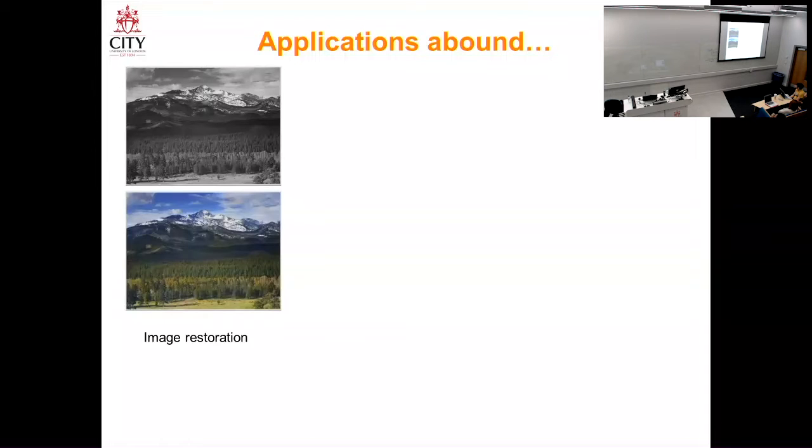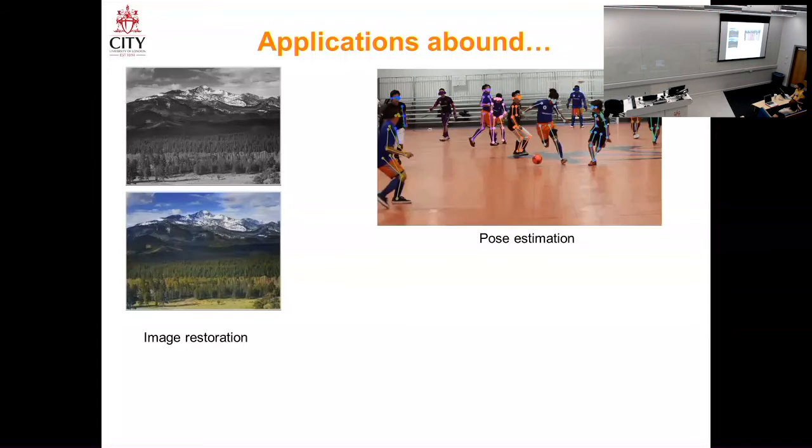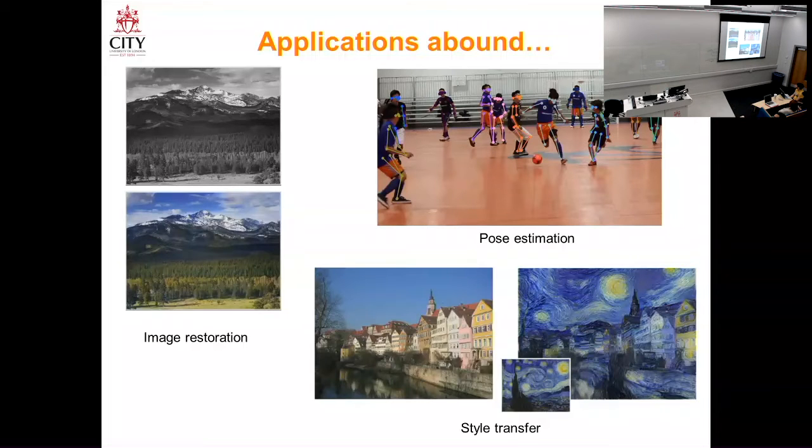Some other topics could be image restoration. So here you have a grayscale image and you want to colorize it. Okay, maybe this is a very old photo and you want to know what it looked like with color. You can build a network to do that using deep learning. Pose estimation, I played a video clip just before the lecture where you can actually identify body parts and then track them through a video sequence.